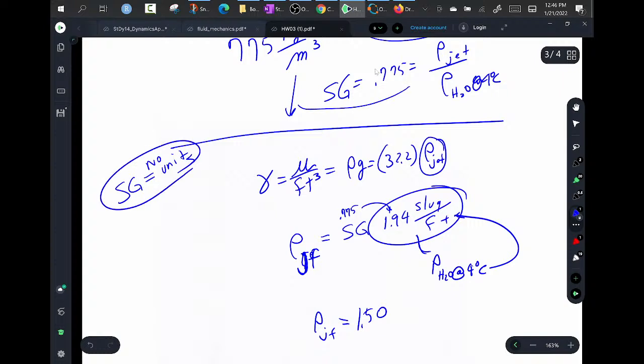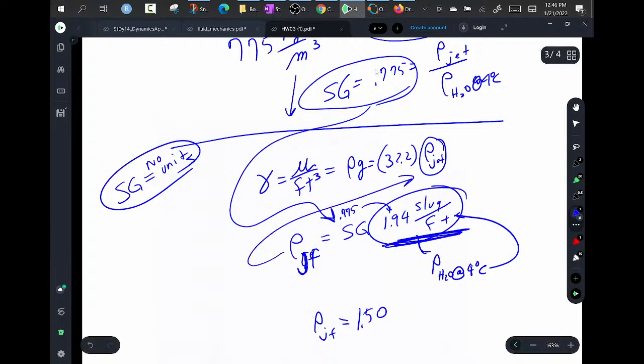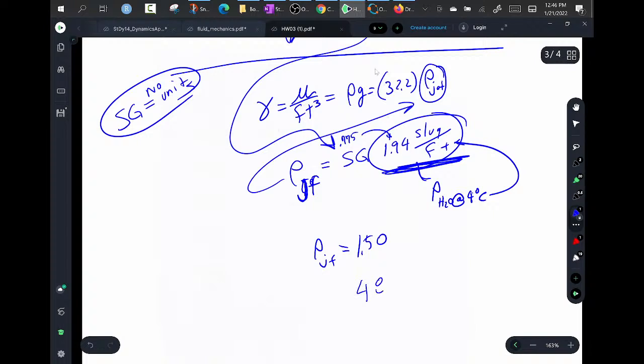So I used the specific gravity, which has no units, and put it right here because it had no units. The units came from this density, and I can now put this jet fuel in there, and I can multiply 32.2 times 1.5, roughly 48 pounds per cubic foot, which would be gamma of the jet fuel. Okay, if I want to know gamma of the jet fuel, I would use specific gravity times gamma of water at 4 degrees C.